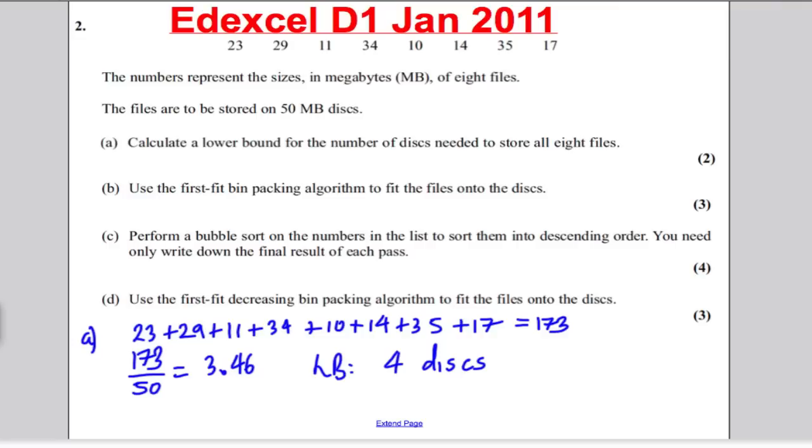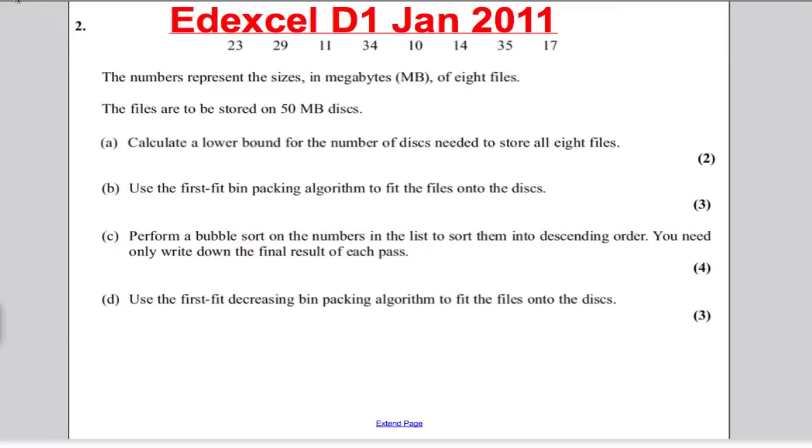Okay, next it asks us to use the first fit bin packing to fit the files on the disk. So this is simple as always. All you do is you take the first disk, which is 50, you fit that 23 on it. Can the 29 fit on it? The 29 couldn't fit on it, it would be too big, so the 29 has to go on its own. Okay, where could that 11 have gone there? Yes, the 11 could have gone there.